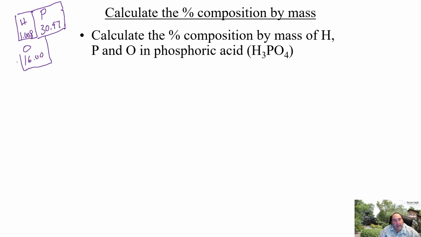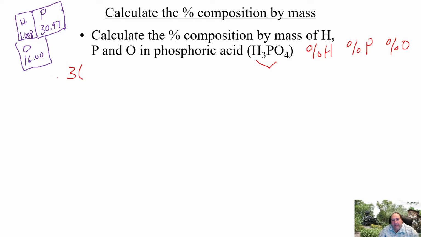All right. So take a moment here. For each of these elements that are present in phosphoric acid, figure out its percent composition by mass. All right, so we basically are looking for percent of hydrogen, percent of phosphorus, and percent of oxygen. Once again, to do this, we have to start with the molar mass from the periodic table.